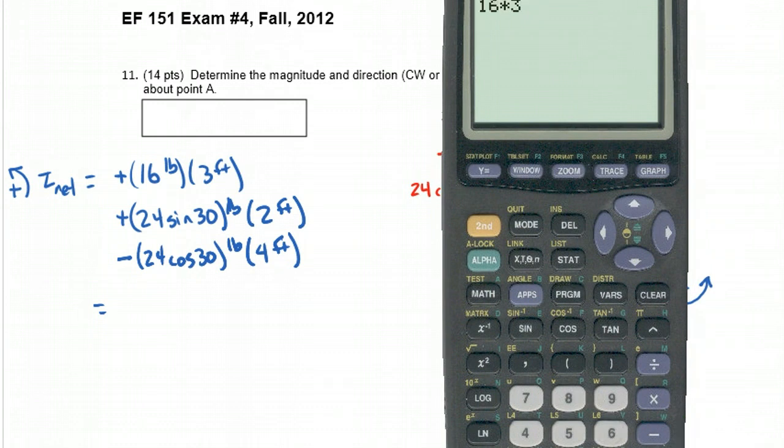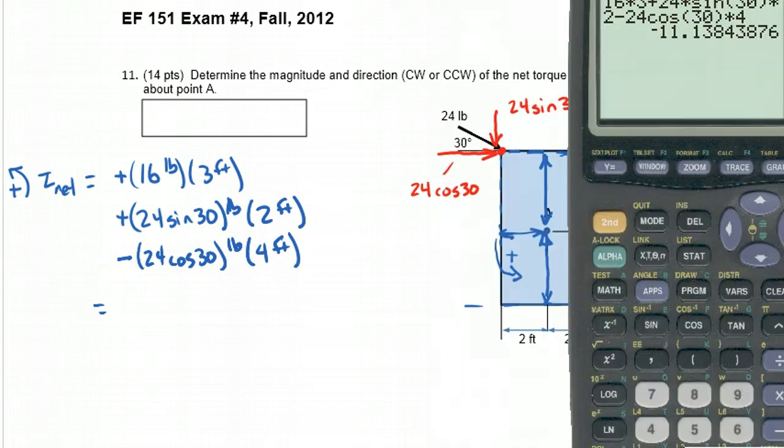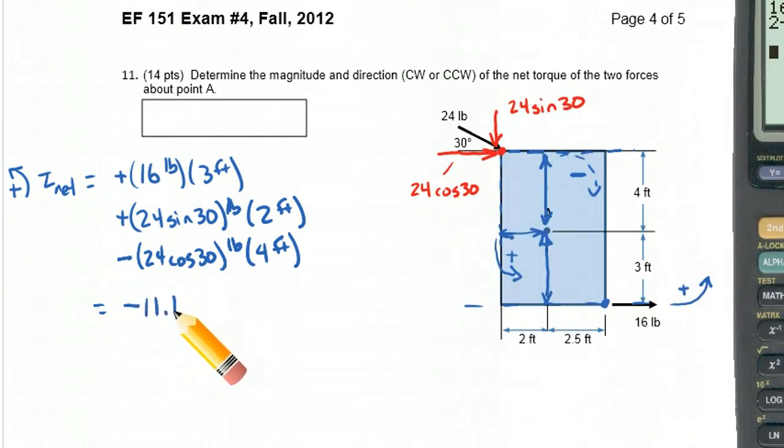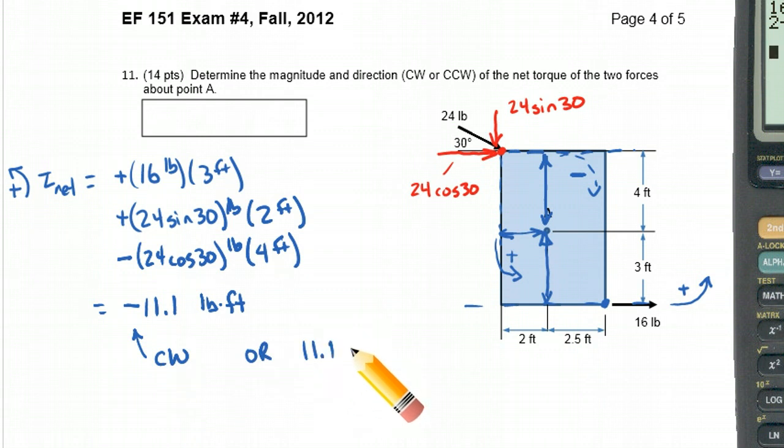16 times 3 plus 24 times sine 30 times 2 minus 24 cosine 30 times 4. That gives us a minus 11.1. Minus 11.1 pound feet or foot pounds. The negative sign means it's clockwise, so we could have written this as 11.1 foot pounds clockwise.